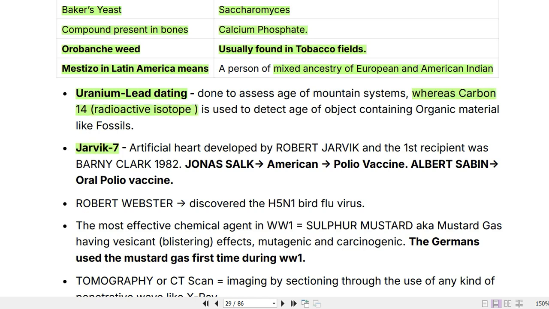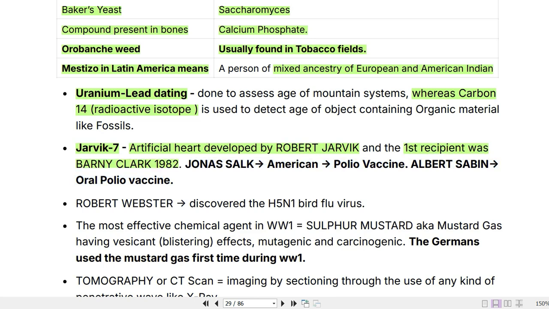Jarvik 7, I think. So Jarvik 7 is an artificial heart developed by Robert Jarvik. So this was the doctor or the surgeon who probably developed the first artificial heart. That's why the name comes from the name of the doctor, that is Robert Jarvik. And the first recipient was Barney Clark in 1982.